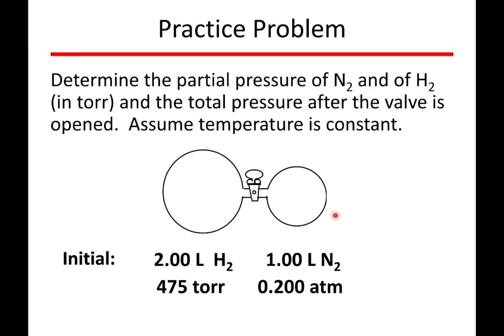For one thing, we recognize that we're mixing gases together, and since we're dealing with a mixture of gases, Dalton's law will come into play at some point. The total pressure will be equal to the new pressure of the hydrogen gas plus the new pressure of the nitrogen gas after you're allowed to mix the gases.